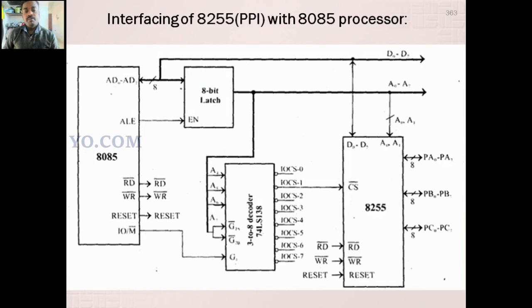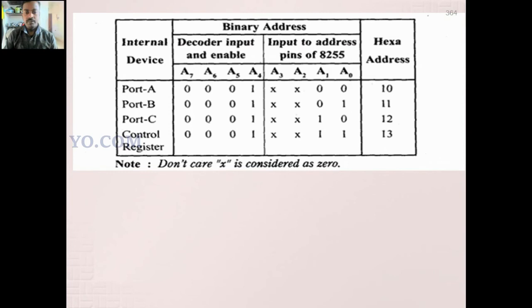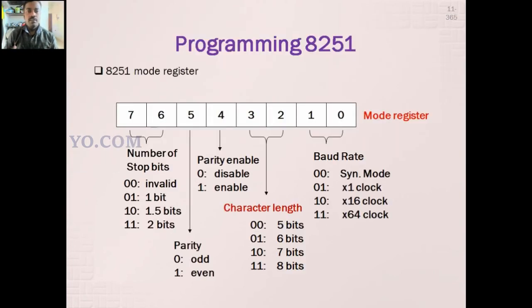So this is the interfacing of 8251 with the 8085 microprocessor. Actually, we have not studied the 8085 microprocessor. 8085 is an 8-bit microprocessor, the previous version of 8086. Here the 8251 is connected, and a chip select logic using a decoder is considered. Actually this is not needed, right? This is also not needed. Then the programming of 8251.